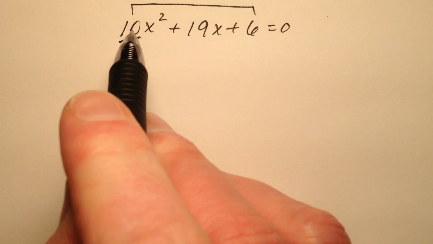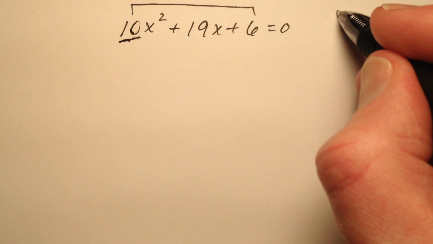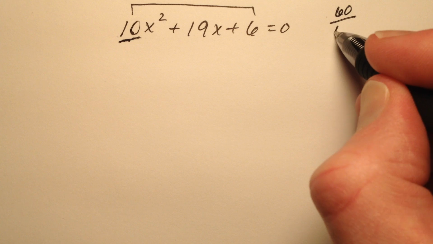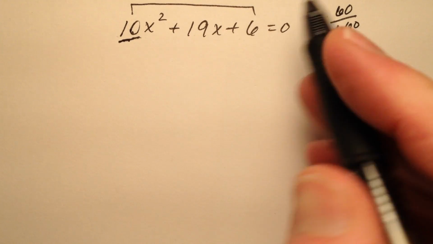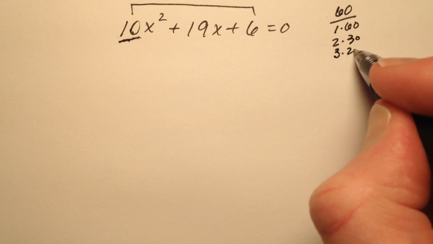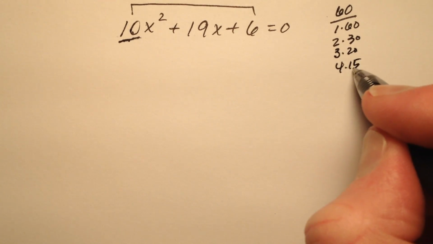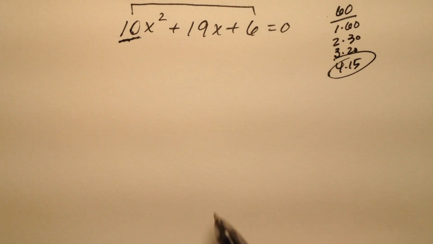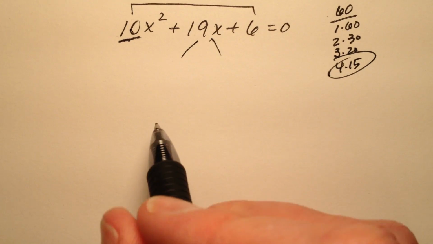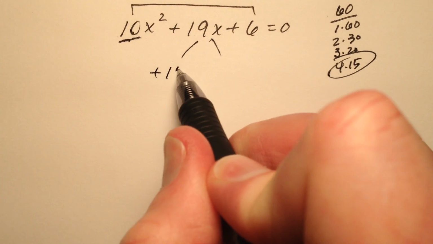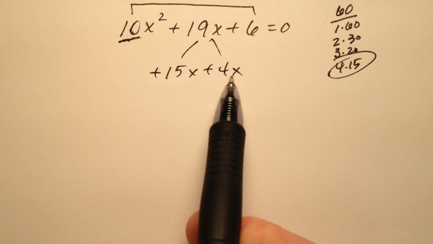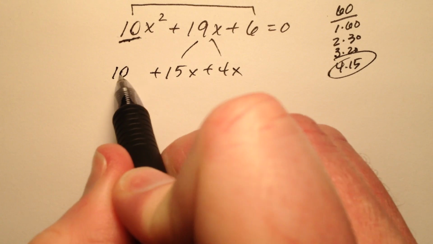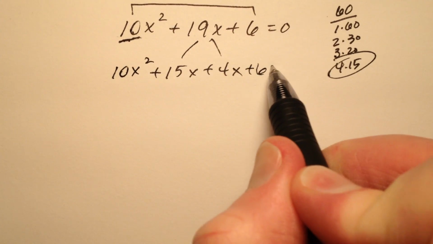So I'm going to go ahead and take 10 times 6, which is going to be 60. And I need factors of 60 that will add up to 19. So we can work all these things, but we'll notice, hey, right there, 4 and 15, right? So I'm going to go ahead and break that middle term up into plus 15x plus 4x. And again, remember the order that you choose to break those up doesn't matter. And I'm going to go ahead and continue.